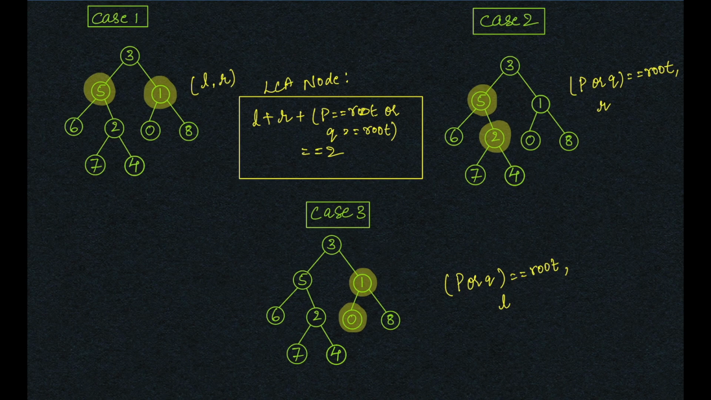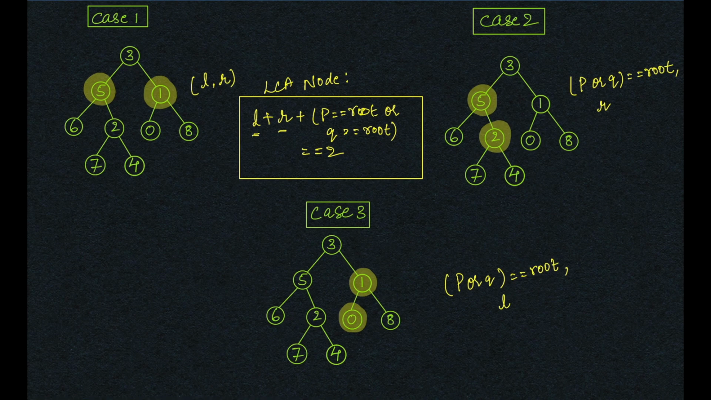So let's apply this formula for all the three cases that we have discussed so far. If we go to the example case 1, P and Q exist in the left subtree and the right subtree. So the value of L plus R in this case is going to be 1 plus 1. So we are arriving at a value equal to 2 for case 1. So let's go to case 2.